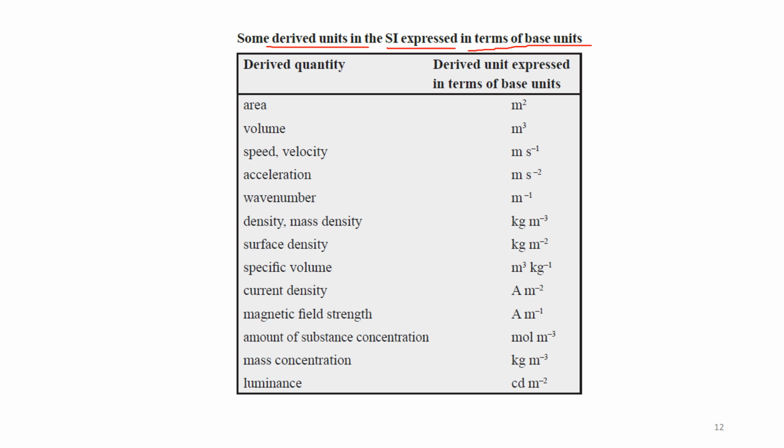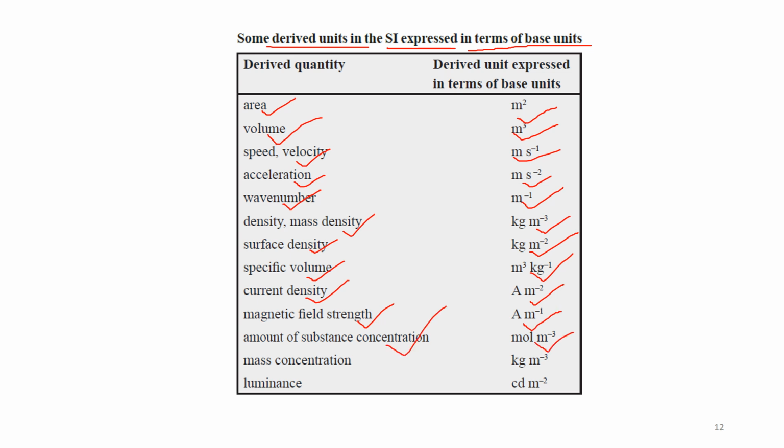You can see here area meter square, volume meter cube, speed or velocity meter per second, acceleration meter per second square, wave number per meter, mass density kg per meter cube, surface density kg per meter square, specific volume meter cube per kg, which is also inversely proportional to density. Current density ampere per meter square, magnetic field strength ampere per meter, amount of substance concentration mole per meter cube, mass concentration kg per meter cube, luminance candela per meter square.